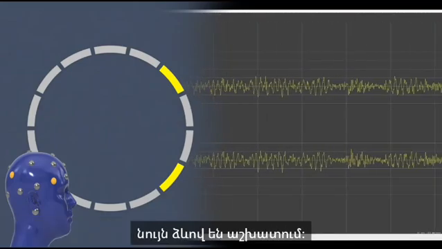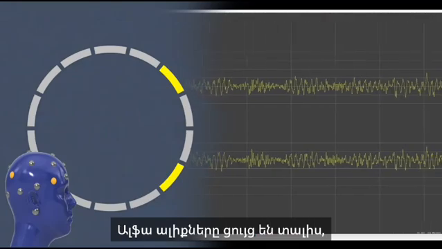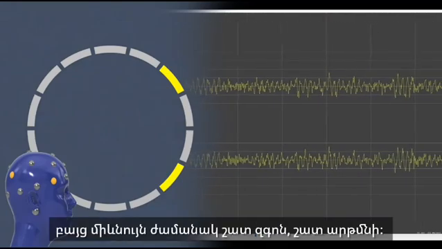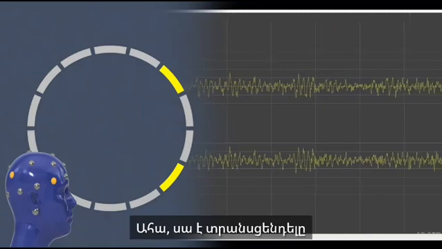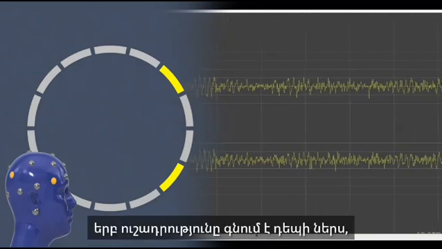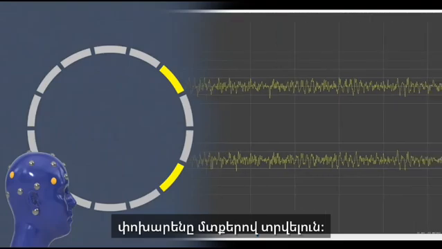And what are they doing? Alpha waves mean that the brain is wakeful but at rest. This is transcending. The attention is directed inwards, rather than dwelling on thoughts.